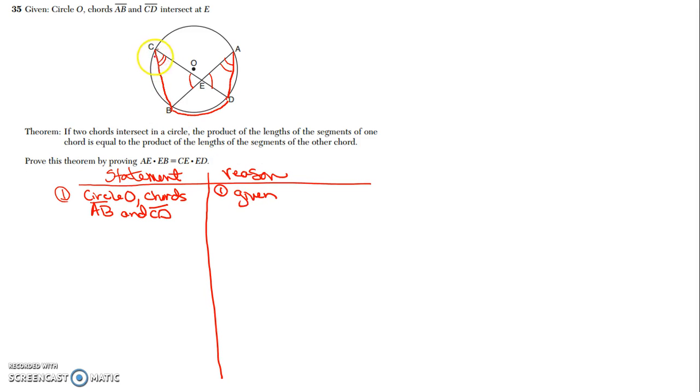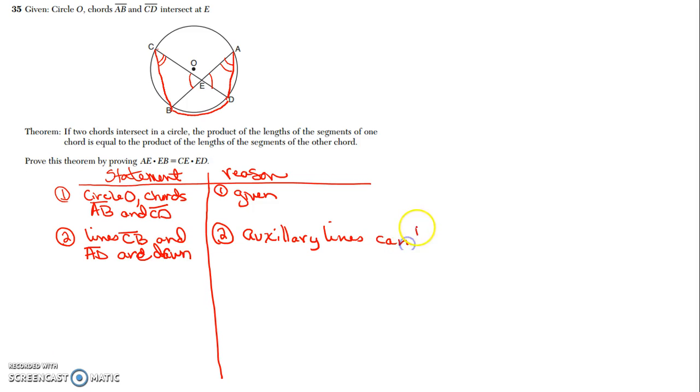And then when I pulled apart the picture, the next thing I did was draw in these lines. So, two lines CB and AD are drawn in. And our reason for that is auxiliary lines can be drawn.